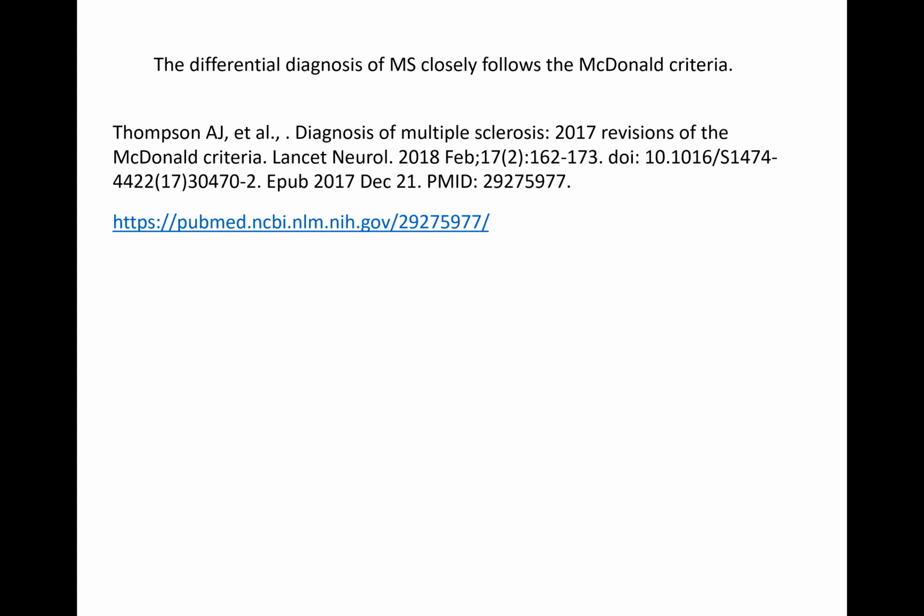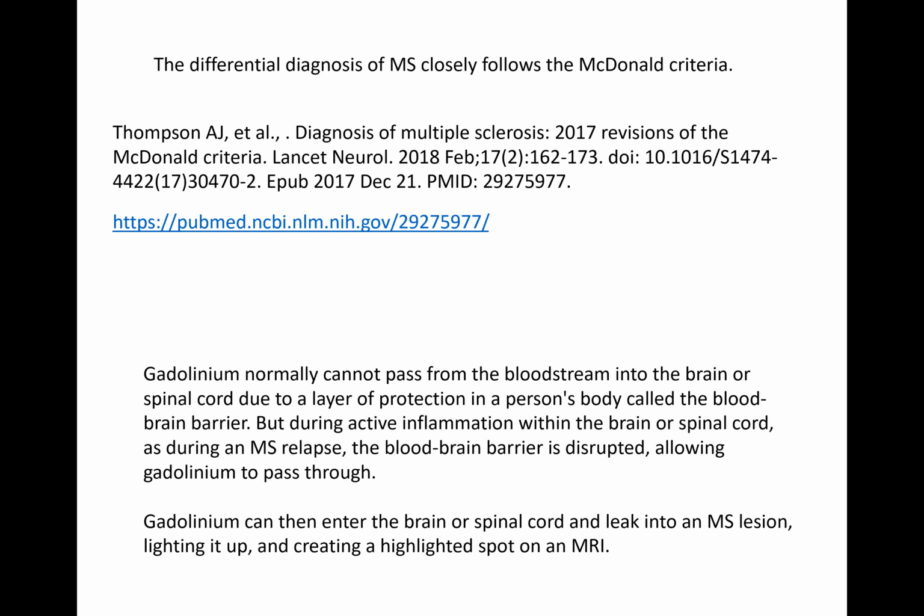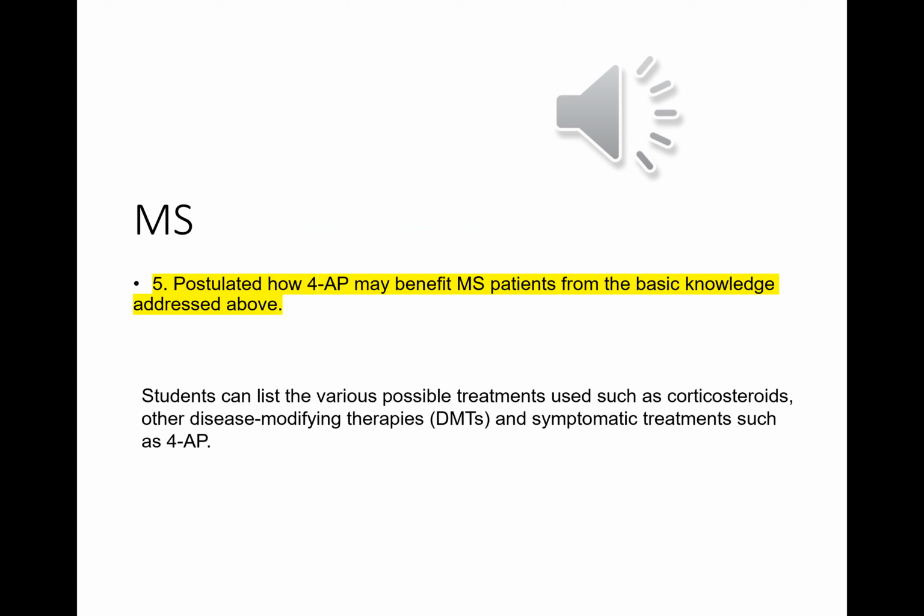So there's differential diagnosis of MS, and it follows this McDonald criteria. It was altered or revised in 2017. So here's a nice reference for this that students can actually find. This imaging element, gadolinium, is used because it normally won't pass across the blood-brain barrier, but in MS, when the blood-brain barrier is damaged, then they'll see this go across the blood-brain barrier, and they know that there's a disruption in the blood-brain barrier, and then probably microglia and T lymphocytes also going into the central nervous system.